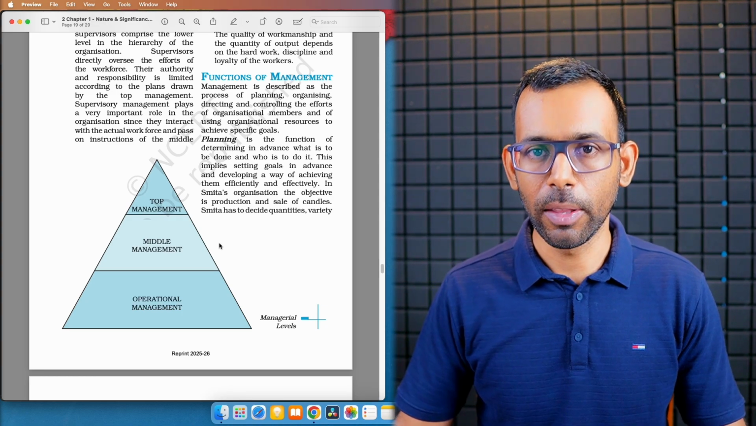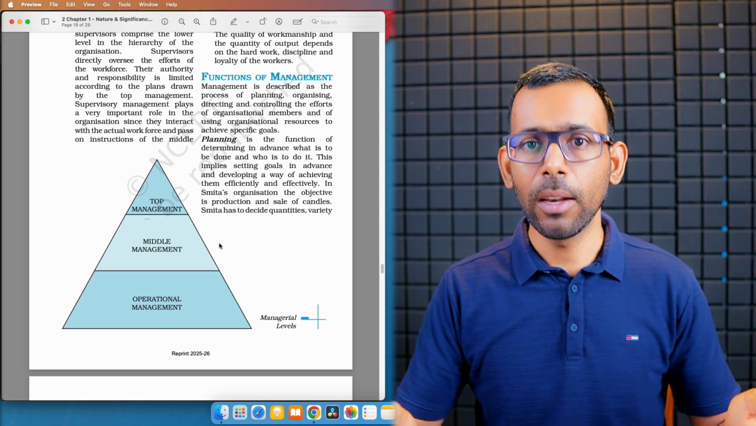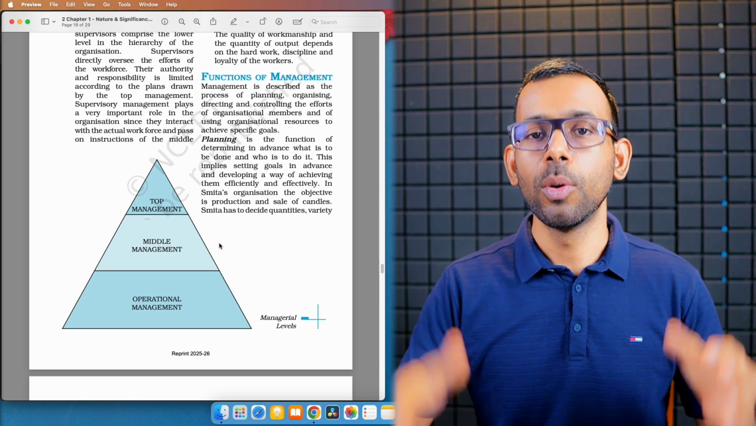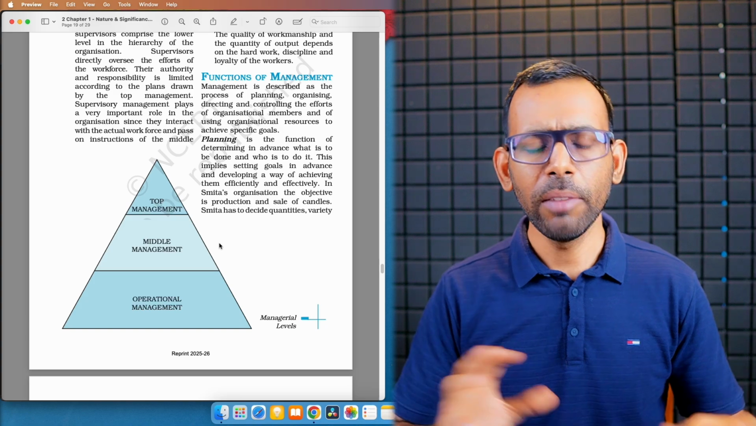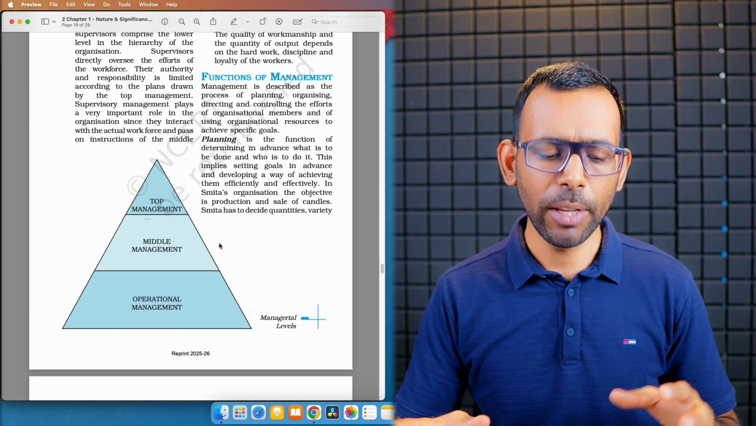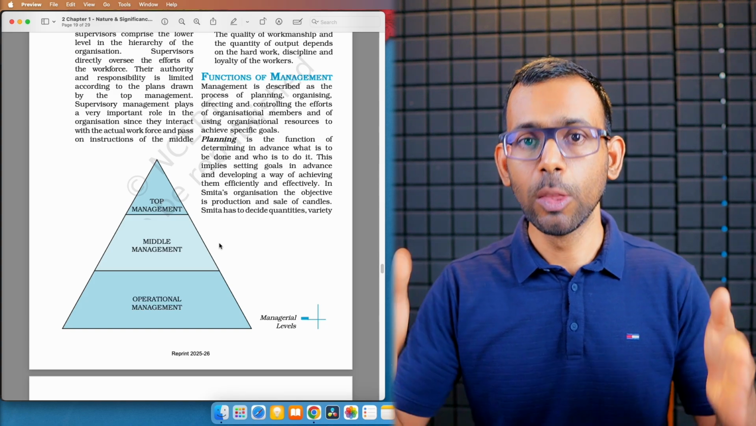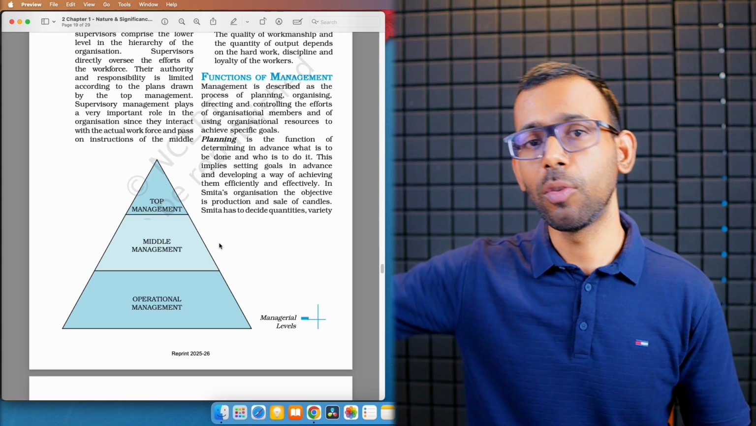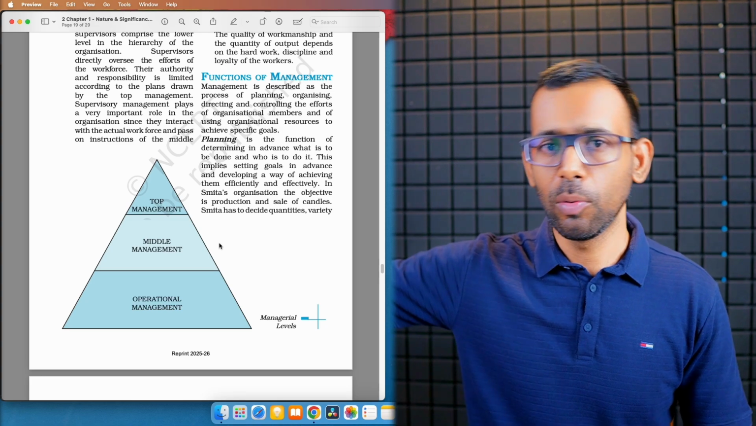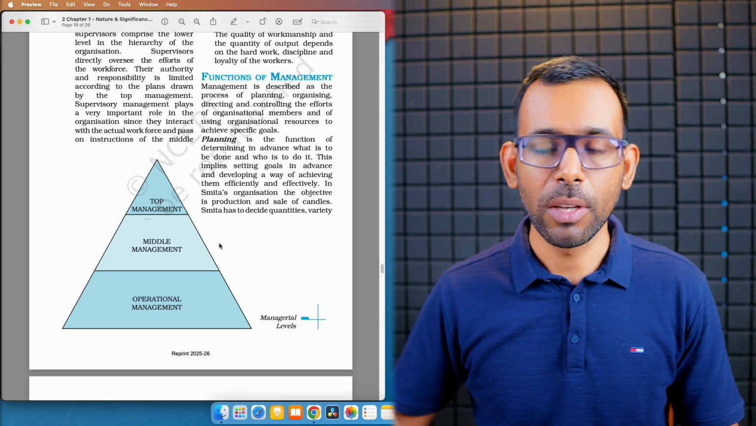It's not possible for them, right? So they create a layer called middle management. Those middle management people will range anywhere between 500 to 1000 people. Those 500 to 1000 people will control the larger 50,000 to 1 lakh people at the operational level management.